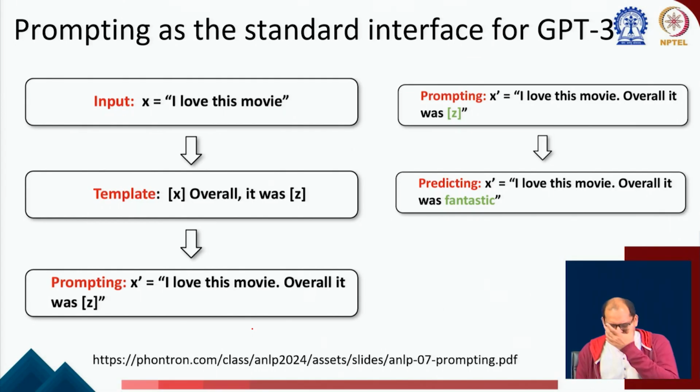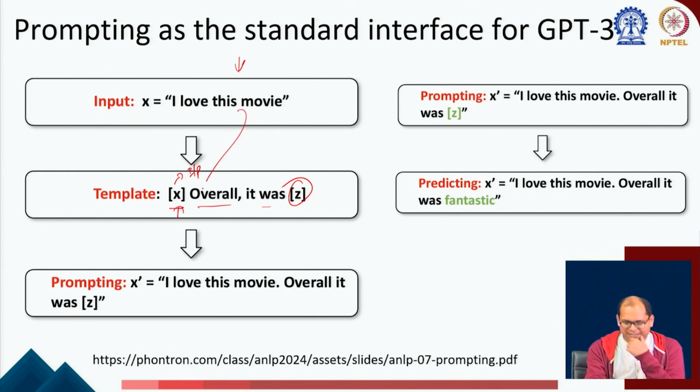So like I want to do classification, right? Sentiment analysis. My input is "I love this movie." So I have to have some way in which I can put it as a prompt. So I will say, okay, the template will be: X is the input, and then I'll put something like "overall it was" and then G. So then it can be positive, negative, fantastic, and so on. X is the input sentence, and this is what I am giving, "overall it was", and G is what I am looking for, what the model gives.